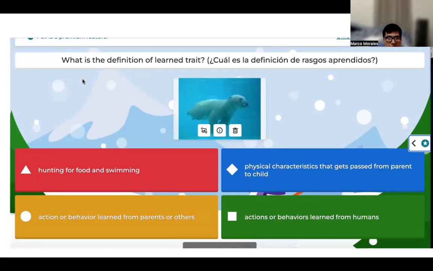Oh, you're blocking this? Okay. So the question is, what is the definition of a learned trait? ¿Cuál es la definición de rasgos aprendidos? I've noticed for this question, many people picked the square. Can anyone tell me why this isn't the correct answer? You, Muhammad, what do you think?